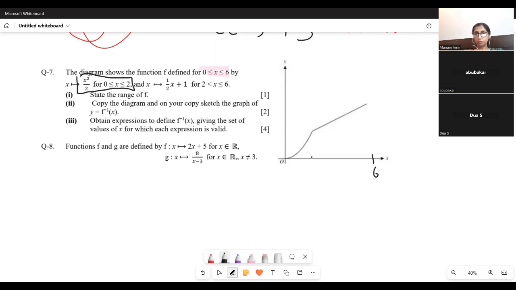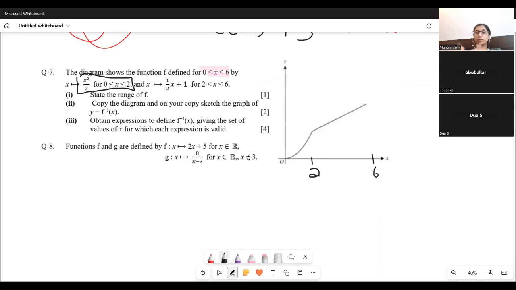So this would be 2. And this is a quadratic curve. So this is x square by 2. 0 to 2 तक function है x square by 2. And then from 2 to 6, it's half x plus 1, which is a linear equation. And we can see that this is a linear line. So this is 0, this is 2, and that's 6. Okay. State the range of f.